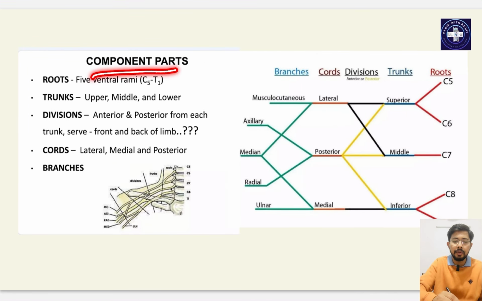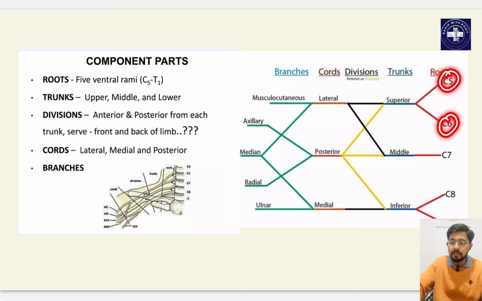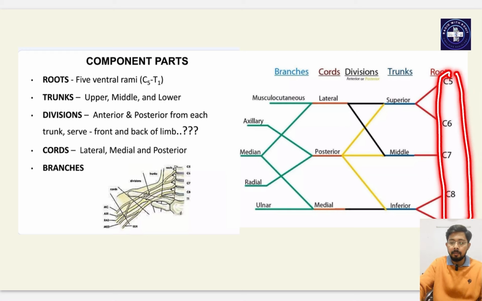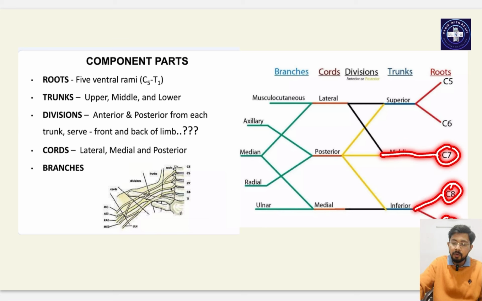So here are the components of the brachial plexus. First component is the roots. There are 5 ventral rami, C5 to T1: C5, C6, C7, C8 and T1. These 5 roots will form the brachial plexus. C5 and C6 roots will merge together and form the superior trunk, while the C7 root will continue as the middle trunk, and C8 and T1 will fuse together and form the inferior trunk.